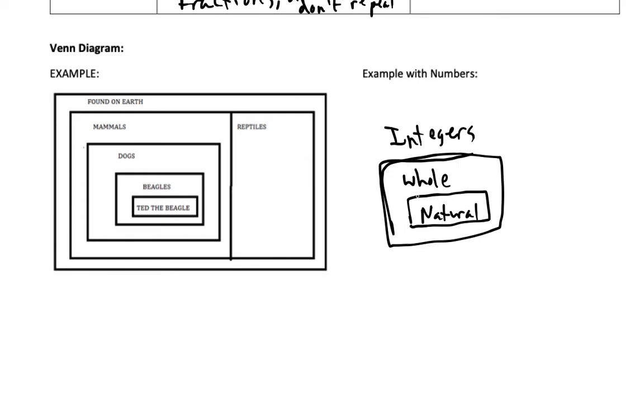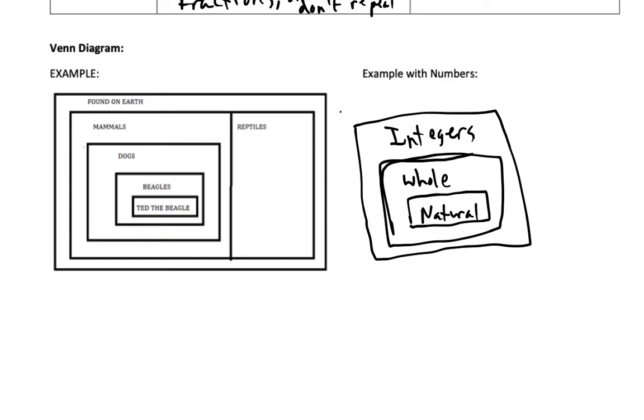Integers were all the whole numbers and the negatives. So integers are the next largest. What this means is that all natural numbers will also be whole numbers, right? 1, 2, 3, 4, those are all whole numbers. But not all whole numbers are natural, right? We have 0 out here. And all natural numbers will also be integers. 1 is an integer, 2 is an integer, and so on. So each of these is larger than the next.